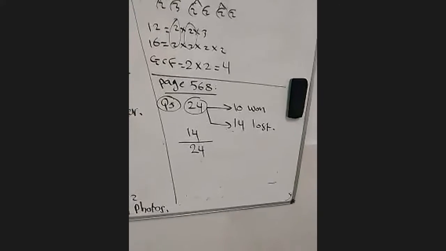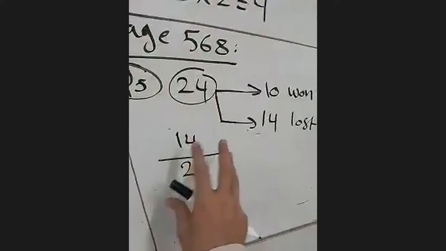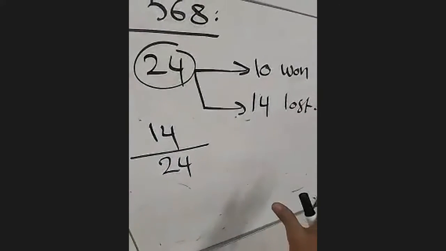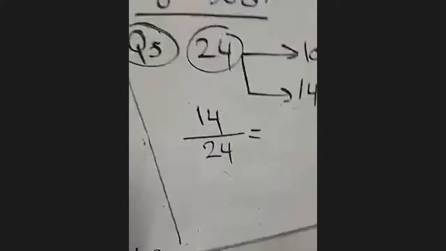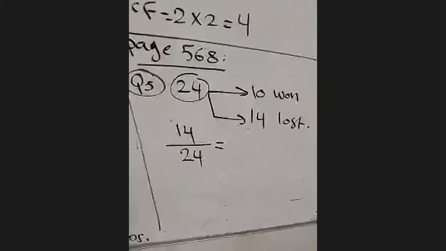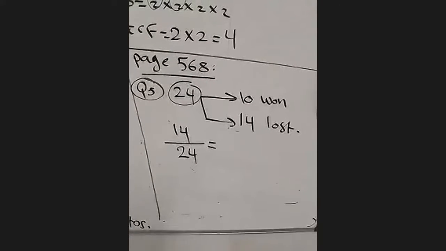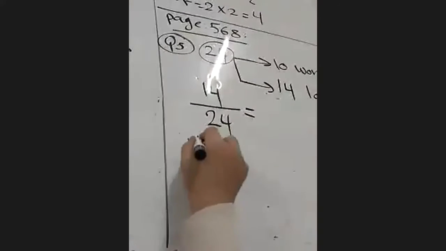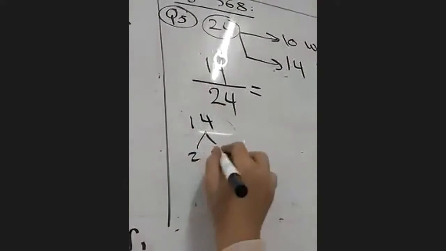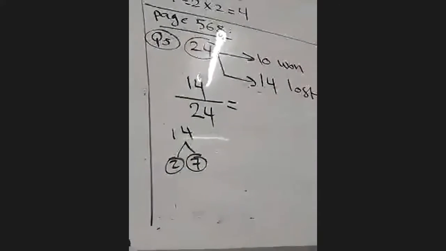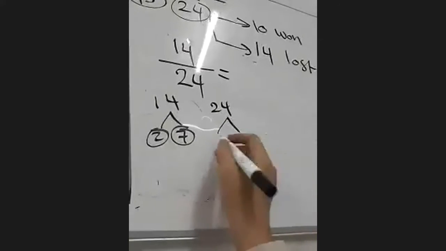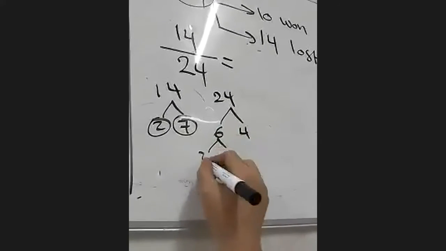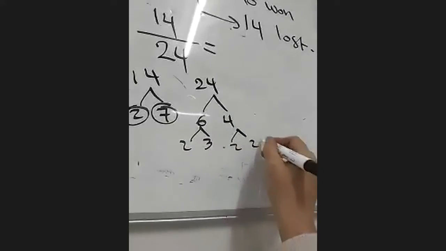Now we need to write this fraction in simplest form. How do we write this fraction in simplest form? I think it's 2, but we will try the 3-way. 14 is what times what? 7 multiplied by 2, right? 24 has a lot of numbers. Let's say 6 times 4, which is 2, 3 and 2, 2, right?